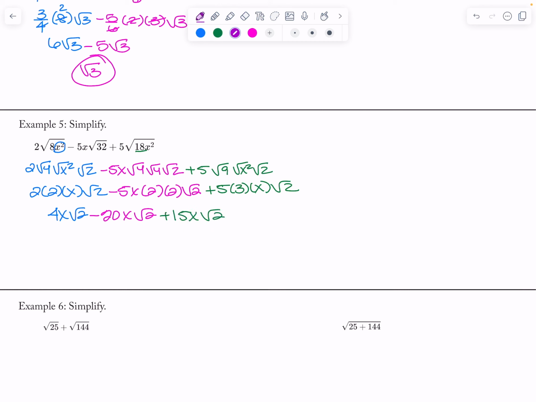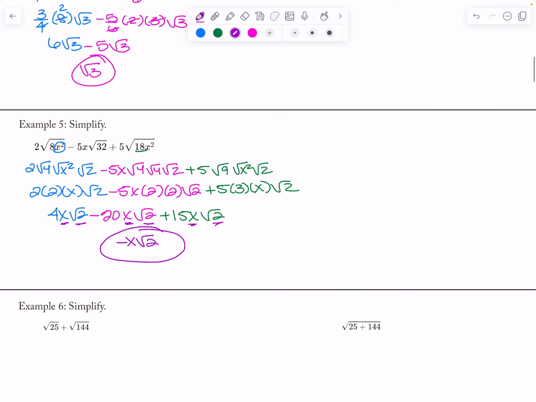So now since all of these have x's here, and they all have root 2's, then I can simplify them. But if all three of them didn't have an x, or all three of them didn't have a root 2, then I could not really simplify it down. But I can do 4 minus 20 is a negative 16, plus 15, so a negative x root 2.